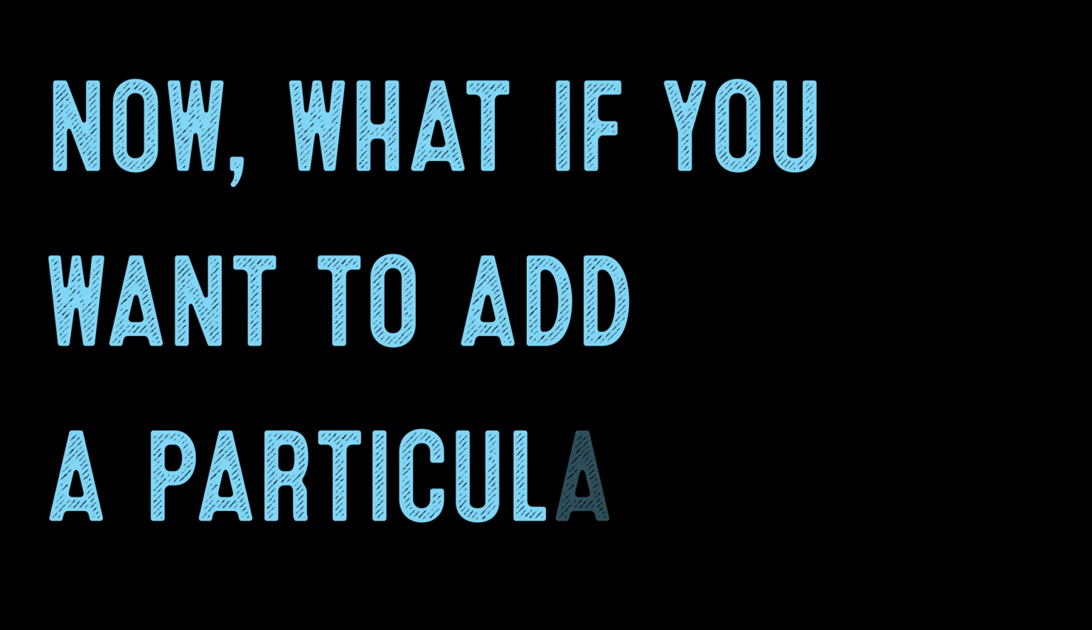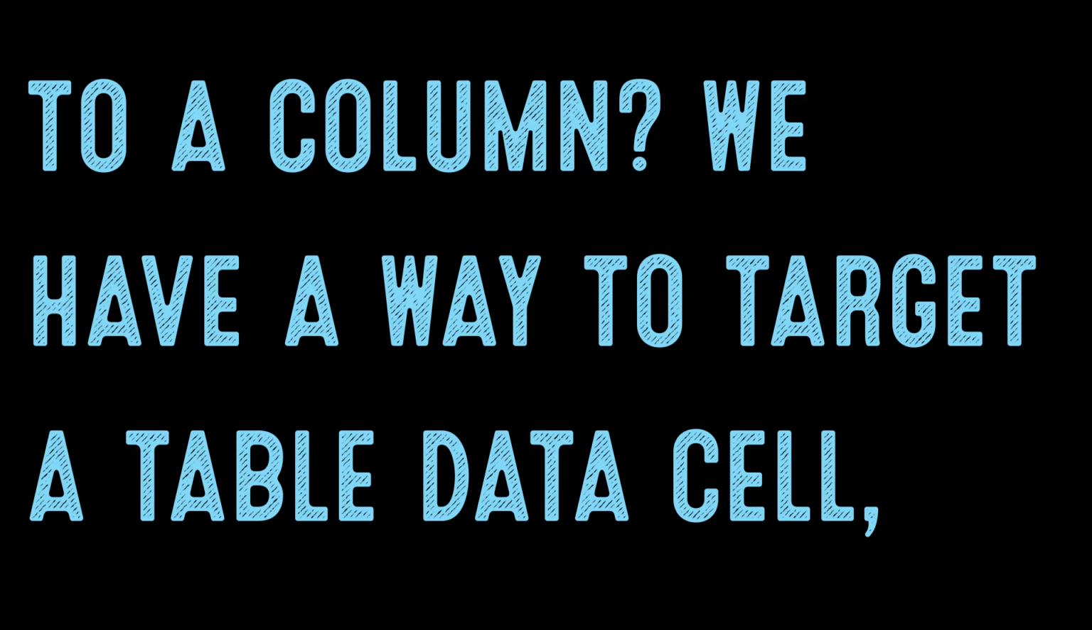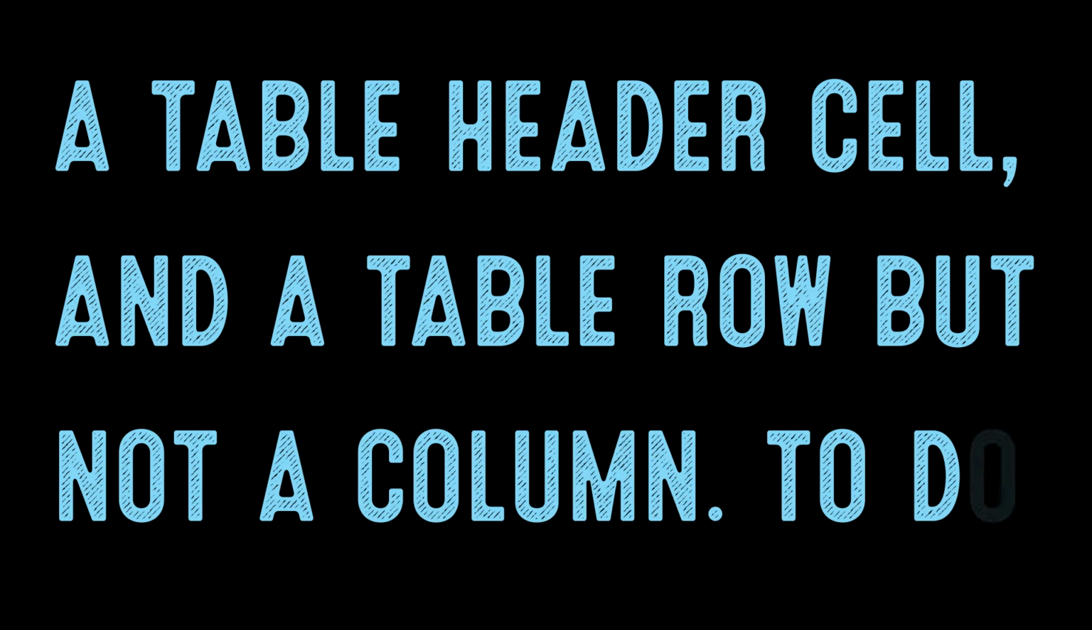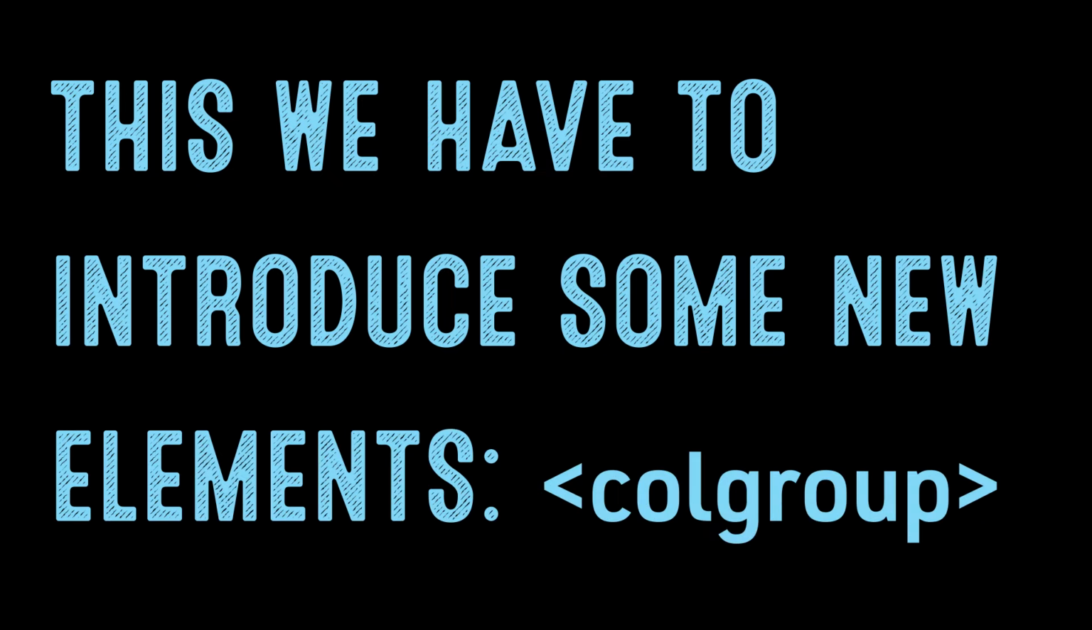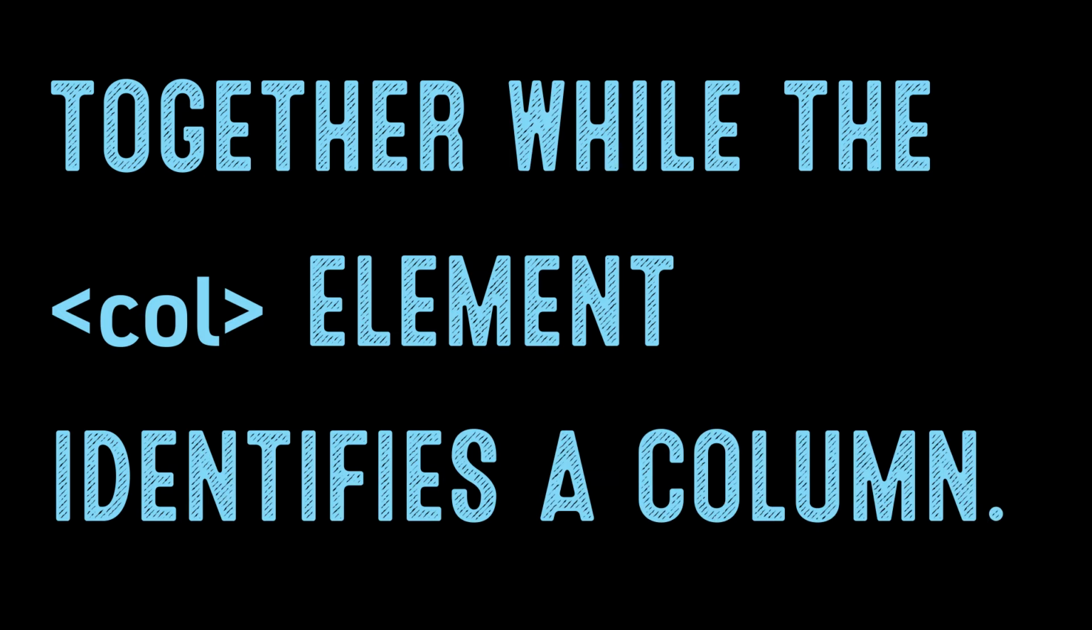The daily code snippet. Now what if you want to add a particular style to a column? We have a way to target a table data cell, a table header cell, and a table row, but not a column. To do this, we have to introduce some new elements: a column group element and a column element.